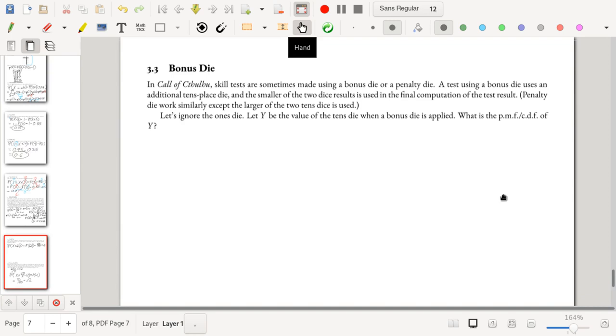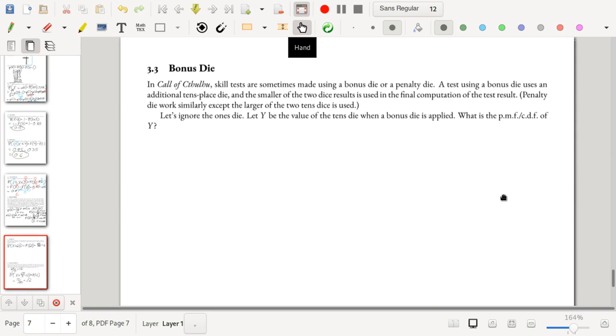In Call of Cthulhu, skill tests are sometimes made using a bonus die or a penalty die. A test using a bonus die uses an additional tens place die, and the smaller of the two die results is used in the final computation of the test result. Penalty die works similarly, except the larger of the two dice is used.